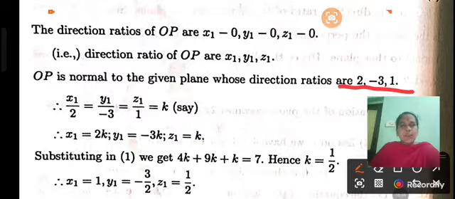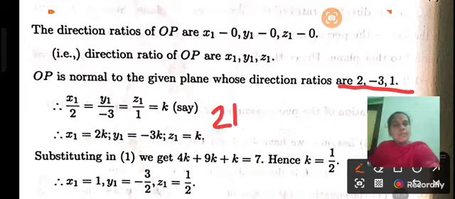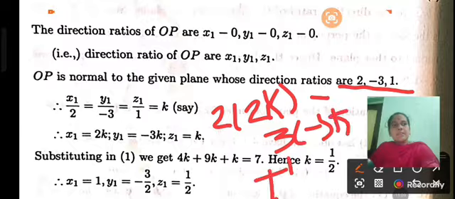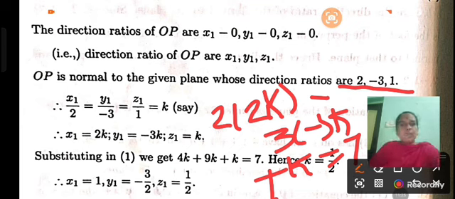Next, let the parametric form be x1 is equal to 2k, y1 is equal to minus 3k, z1 is equal to k. Substituting into equation number 1, we get 2 into 2k minus 3 of minus 3k plus k is equal to 7. Then we get 4k plus 9k plus k is equal to 7. From this we get k is equal to 1 by 2.